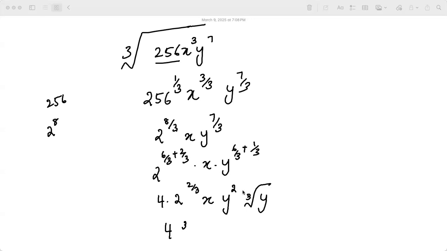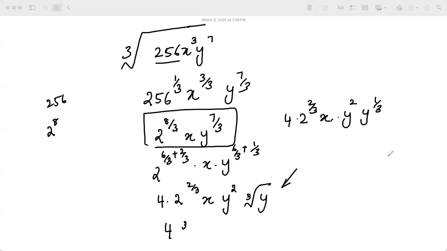1/3. Yeah, you can write it. If they expect you to write it out as radicals, this is the way to go. If they expect you to write it out as fractional powers, I'm okay with you doing this: 4 times 2 to the power of 2/3 x and then y to the power of 1/3. Or it's better to stop here if they are okay with fractional exponents. You got it? If they want the radical format, then you need to come here. Make sense? Yeah.